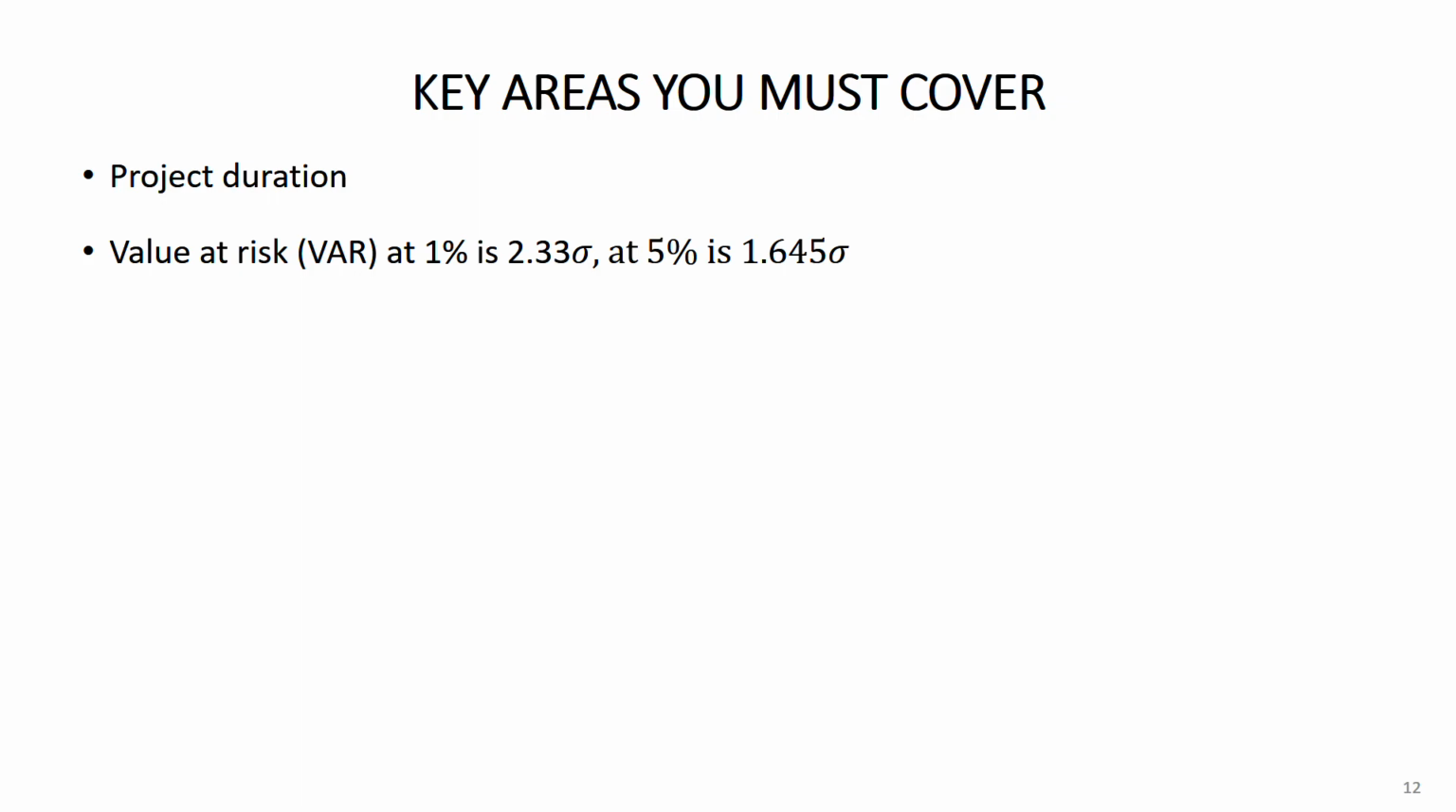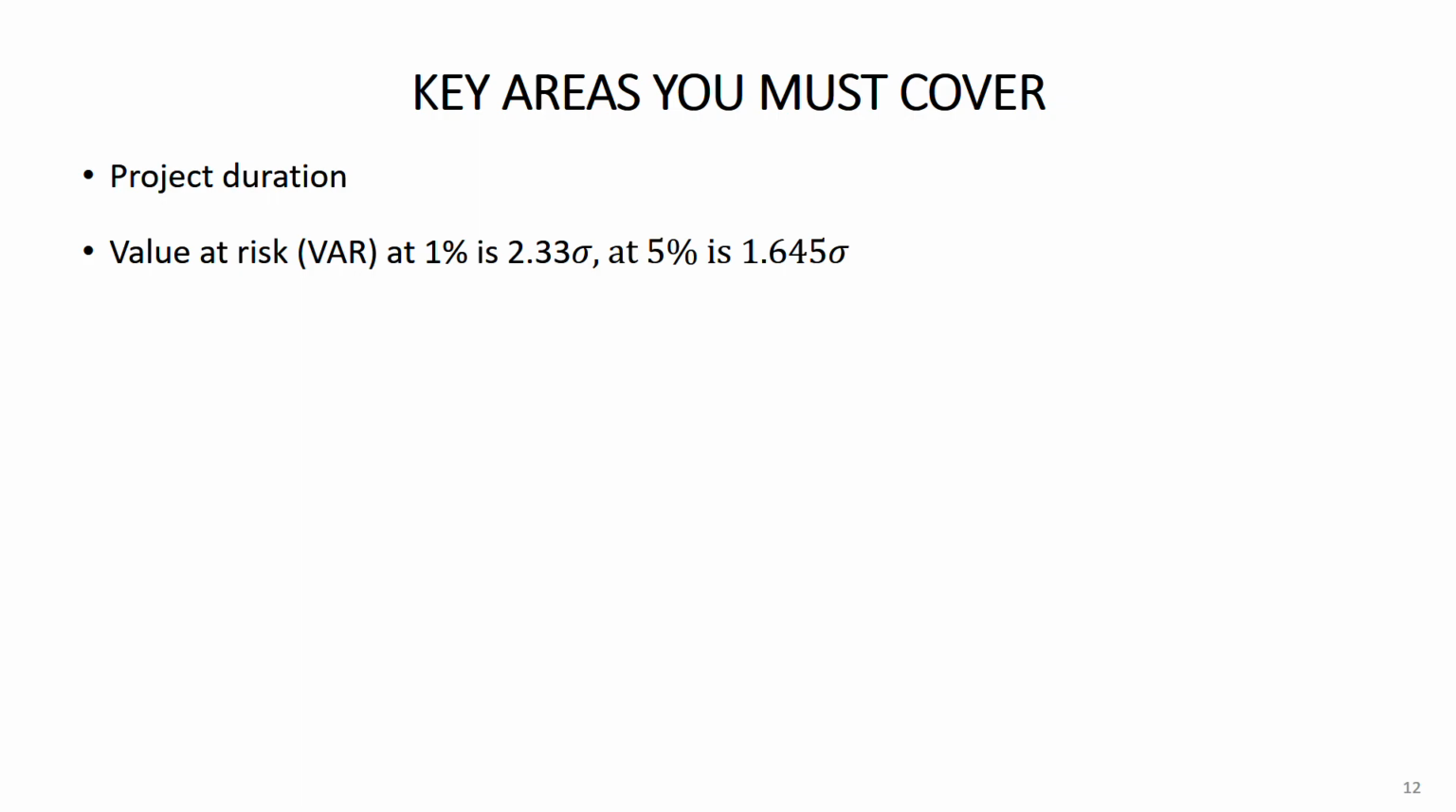Next, value at risk. Value at risk you will always be given at 1% or at 5%, not at different rates. Mostly you are asked at 1 and 5%. You don't have to memorize from the table. You just memorize these two numbers. It will save your time. Otherwise, you can get this figure from the table also, but it will cost more time. So if it's at 1%, it is 2.33 multiplied by standard deviation. And if it's at 5%, it is 1.645 multiplied by your standard deviation. Standard deviation will be given to you in the exam.